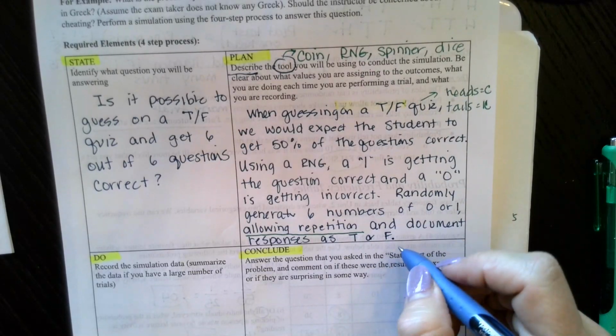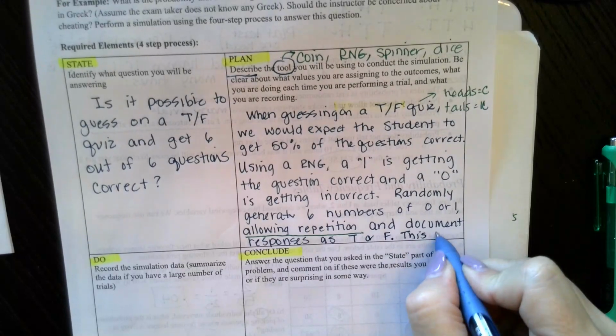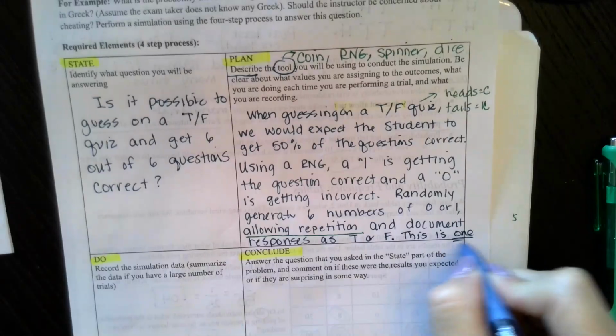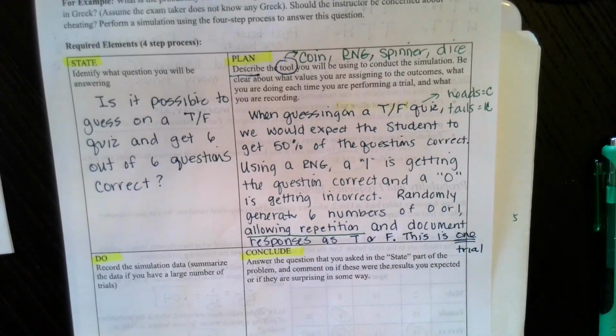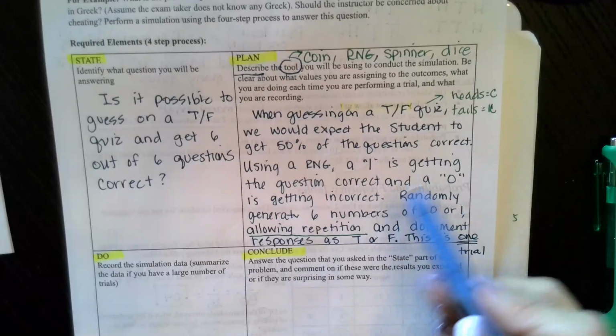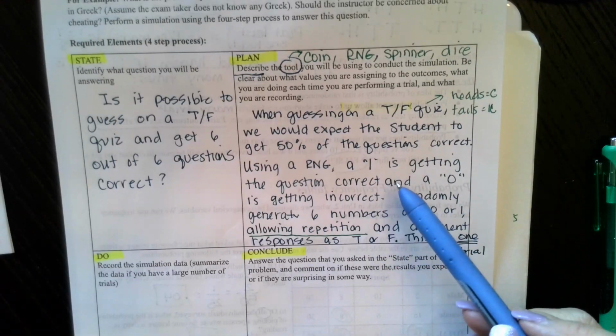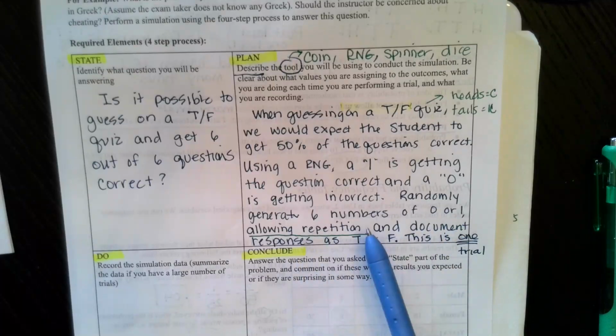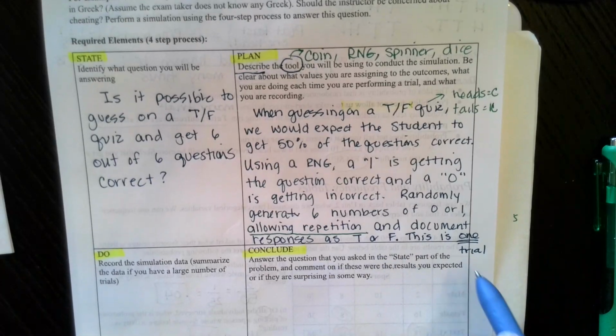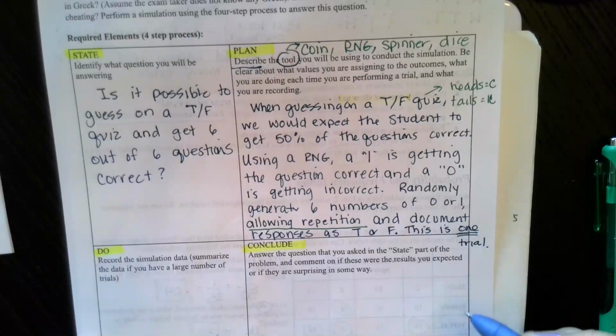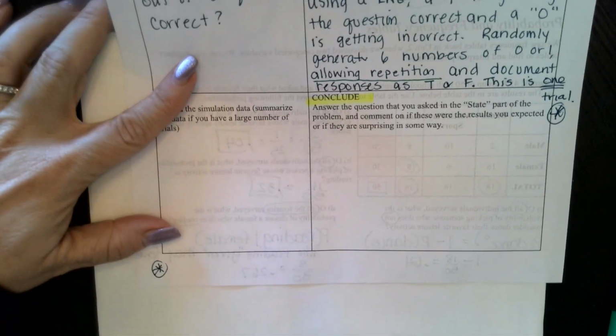Okay? This is one trial. So when you do this, you're only getting one trial. You're running this experiment. You're randomly generating 6 numbers of 0, 1, allowing repetition, and documenting the responses as true, false, or you can say as 0 and 1. And this is one trial. So now what we want to see is, hold on, I'm going to come down here so I can finish this because we're missing the most important part of this.